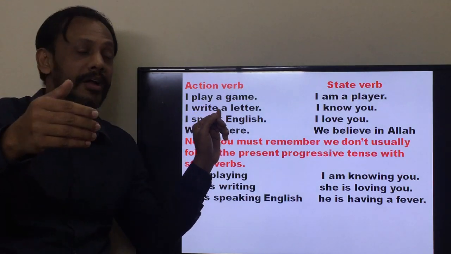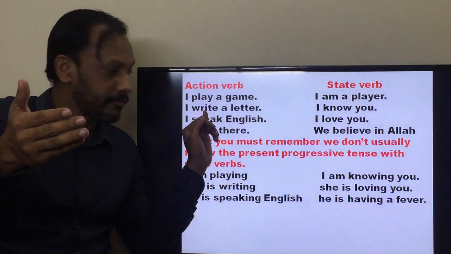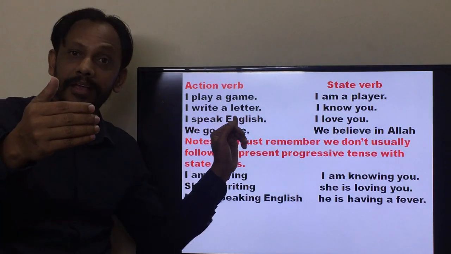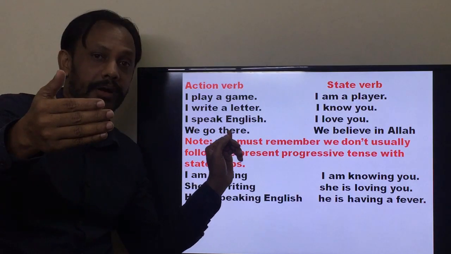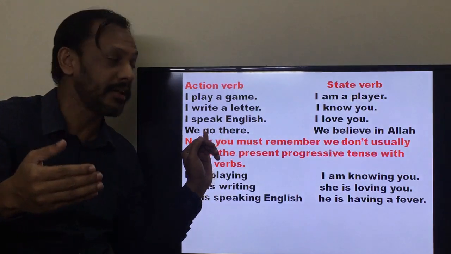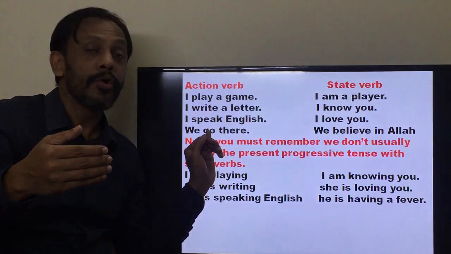I write a letter. Write shows an action, it is an action verb. I speak English. Speak is a verb and it shows an action, it is an action verb. We go there. Go is a verb, it shows an action, it's called an action verb.